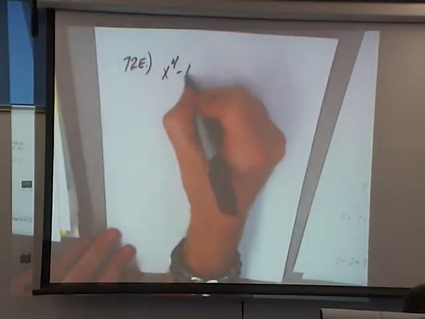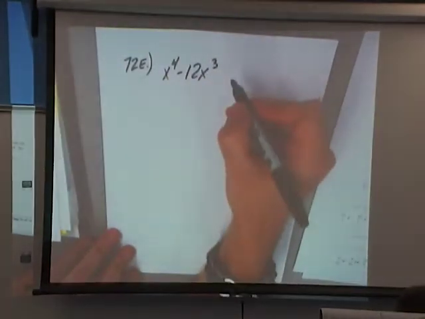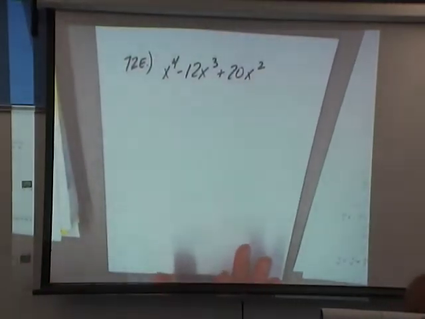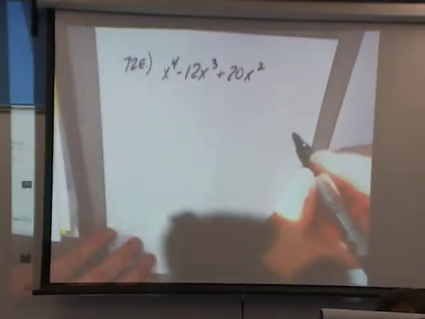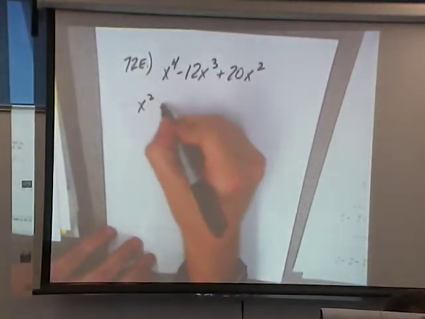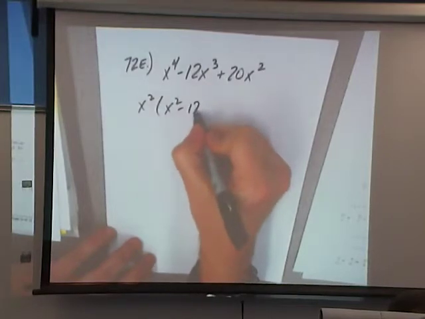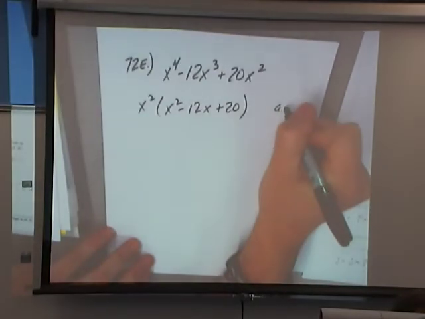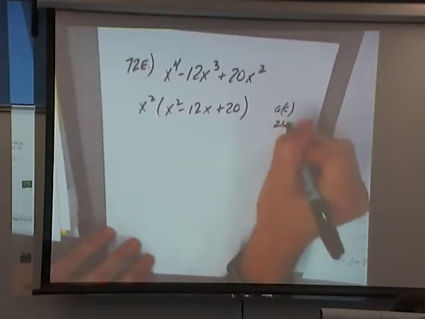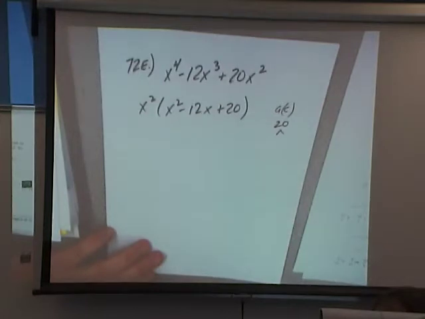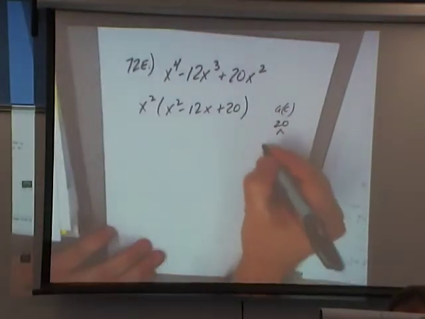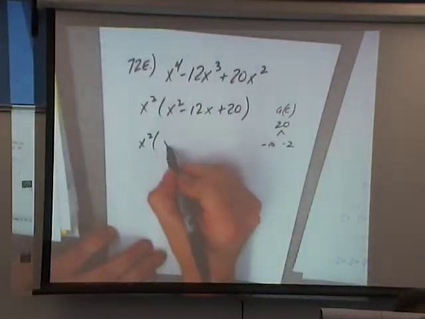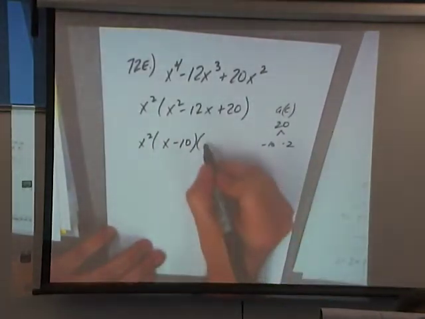X to the 4th minus 12x cubed plus 20x squared. GCF? X squared. Pull out an x squared. That leaves you with x squared minus 12x plus 20. This part inside here, A times C would be 20. Two numbers multiply together give you 20, but add up to negative 12. Negative 10 and negative 2. So I got that x squared on the outside, then it'll be x minus 10 and x minus 2.